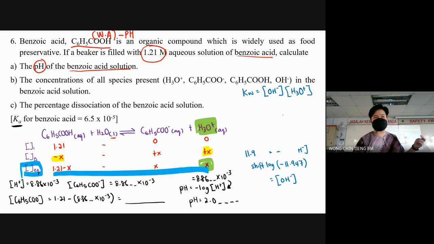Tahu tak kenapa cara X kamu betul tadi? Because of this formula. Dalam calculator kamu. Okay? Your KW over here adalah 1 times 10 to the power of negative 14. Your OH minus adalah yang kita nak cari. The H plus adalah yang kamu dah jumpa, 8.86 darab 10 kuasa negatif 3. So ada dua cara, dua-dua cara akan dapat jawapan yang betul.